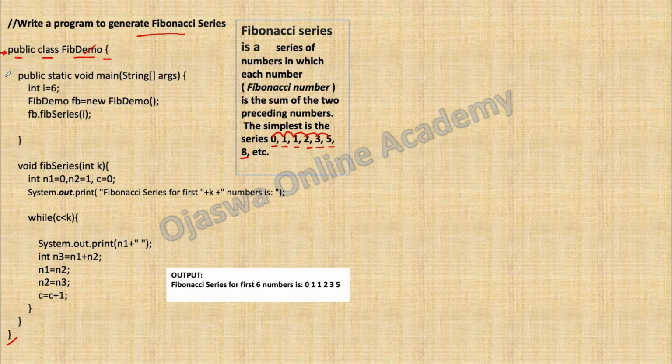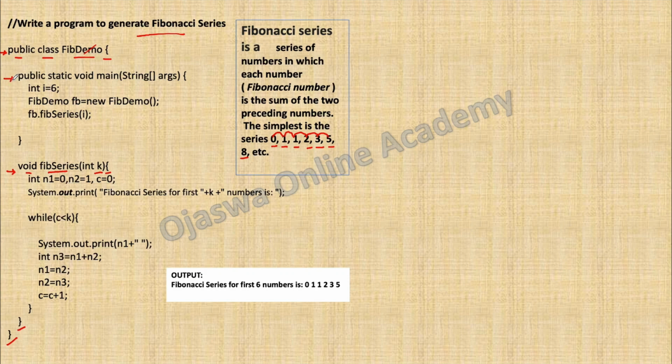We have two methods in our program, main method and user-defined method named fibseries. Syntax for user-defined method is data type, method name, parenthesis, and parameters as per your logic. When the data type is void, method doesn't return any value. Name of the method is fibseries and it is taking one integer parameter. Open the brace, close the brace, and write the code inside these two braces.